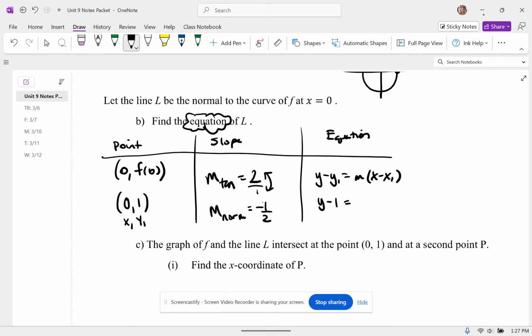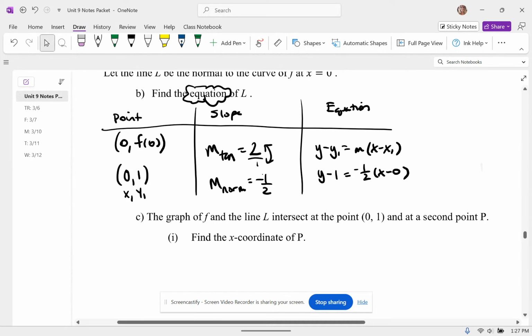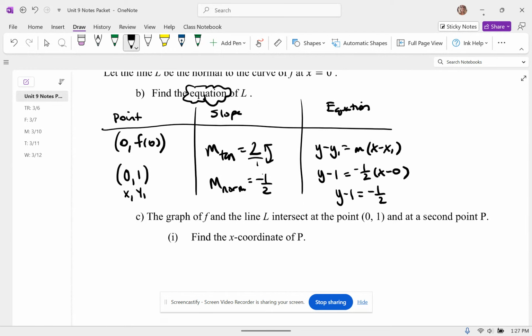You could leave it like that, or since there's a 0 over there, it's just itching me, I'm going to put it in y equals mx plus b form, okay? Plus 1.